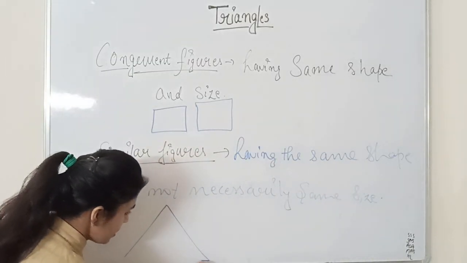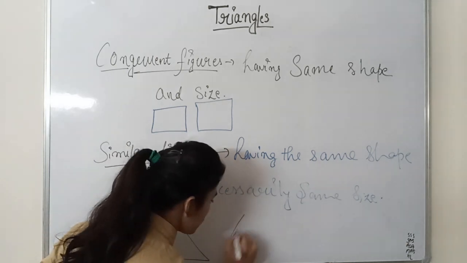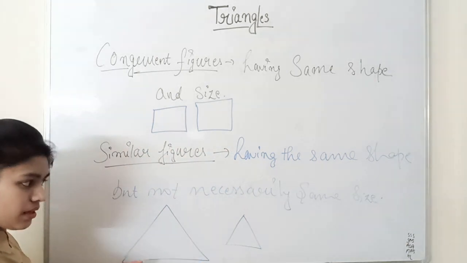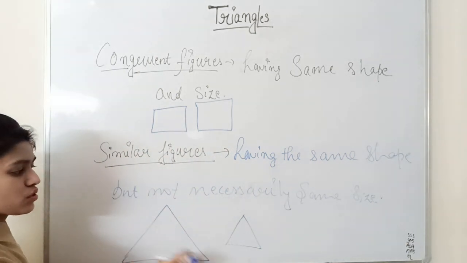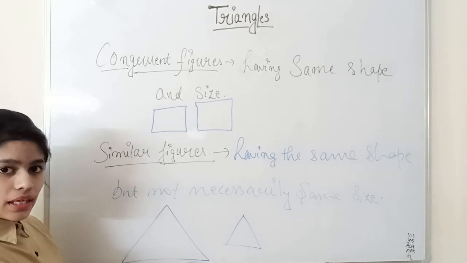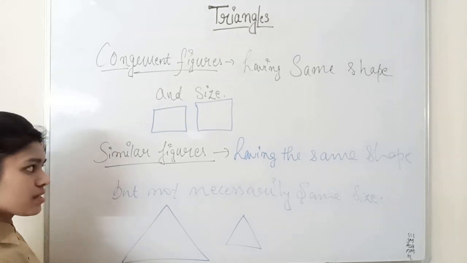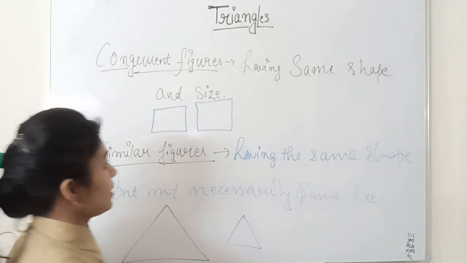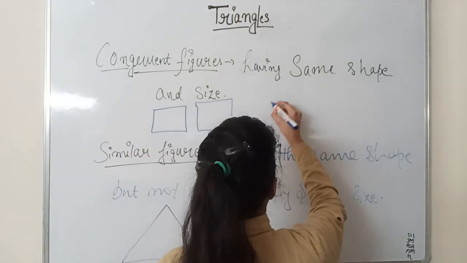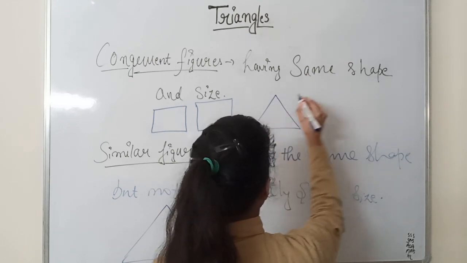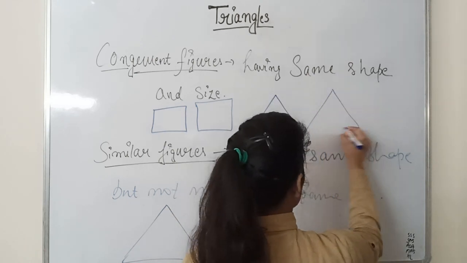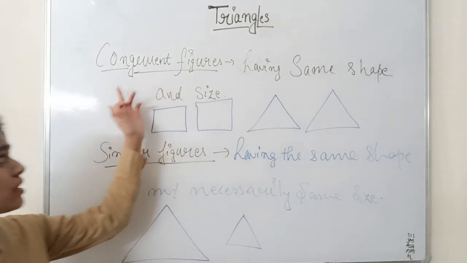Okay, students, so the examples of similar figures are a big triangle and a small triangle. The shapes are same, but the sizes of these two figures are different, but they are similar figures. They will come under similar figures. Okay, and suppose there are two triangles having same shape and size, then they will come under congruent figures.